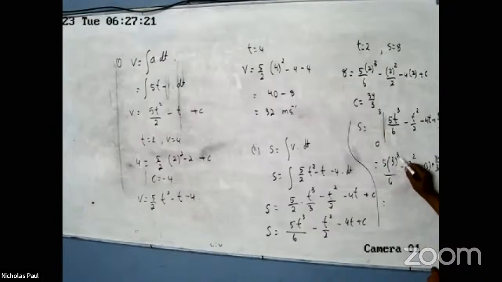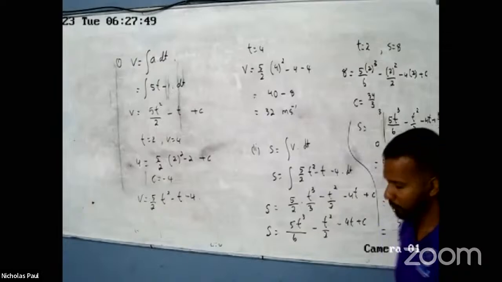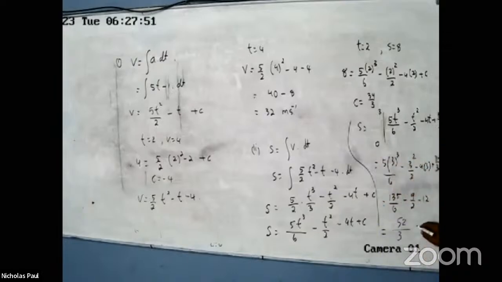So you will get 27 by 5, that's 135 on 6, minus 9 on 2, minus 12, over 3. So that's what your value will look like. Most likely it's meters. So again, what should I do?